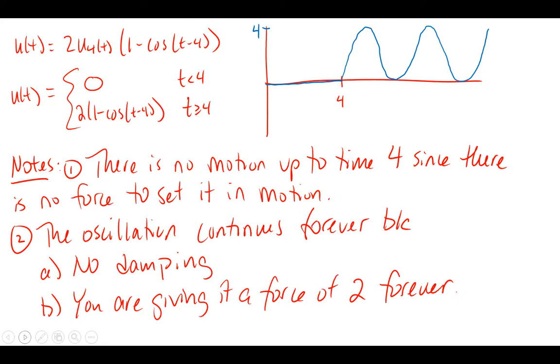Since there was nothing to set it into motion, it waited until the external force turned on, which was at time 4. And then since there was no damping, it oscillated forever. This spring will just keep bouncing forever if there's no damping. So that was one possibility.